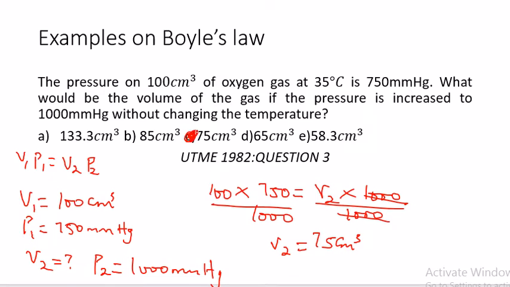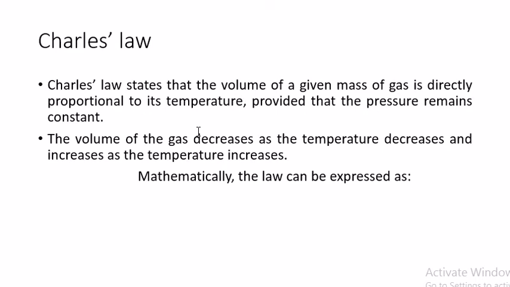Now I think we are done with Boyle's law. We can move to Charles' law now. Charles' law states that the volume of a given mass of gas is directly proportional to its temperature, provided that the pressure remains constant. Right? This law tells us the relationship between the volume and temperature of a gas at constant pressure. Right? So the volume decreases as the temperature decreases.